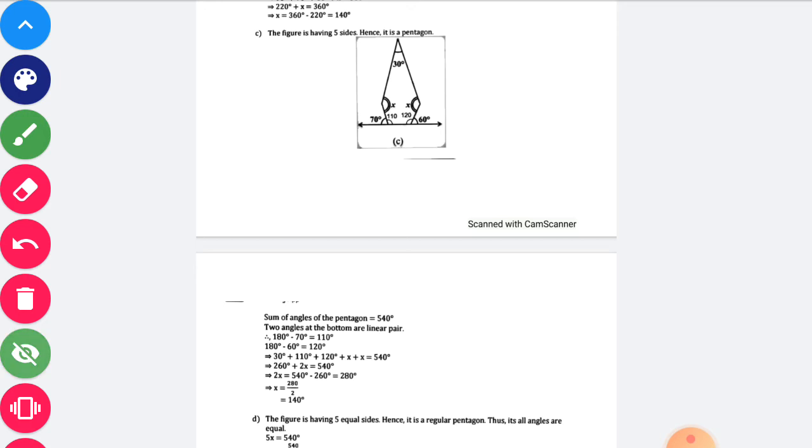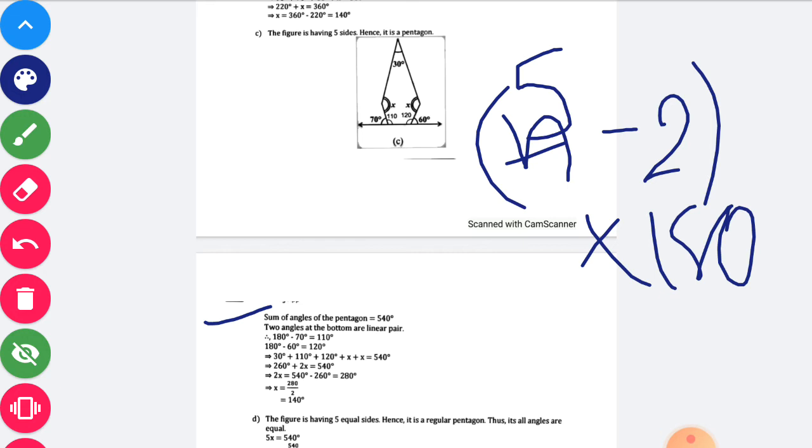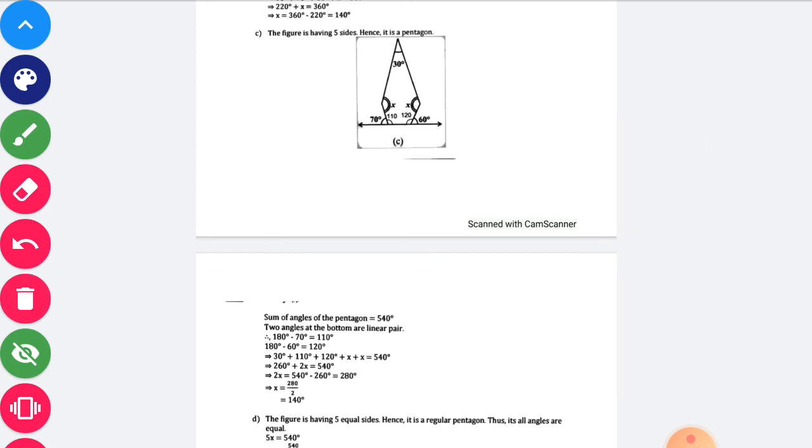You can see the first line. The sum of angles of a pentagon is 540 degrees. In a triangle it is 180, in a quadrilateral it is 360, and for a pentagon you must remember it is 540 degrees. Or else you can find it through the formula (n minus 2) into 180 degrees, when n is equal to 5. So 5 minus 2 is 3, 3 into 180 is equal to 540 degrees. So you can find that out if you don't remember.